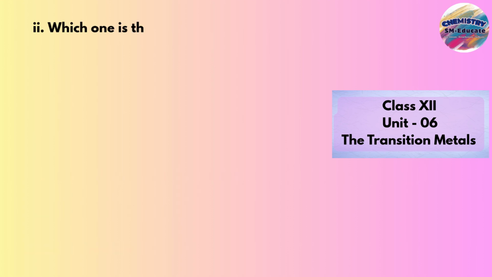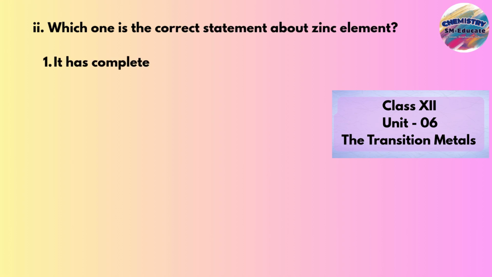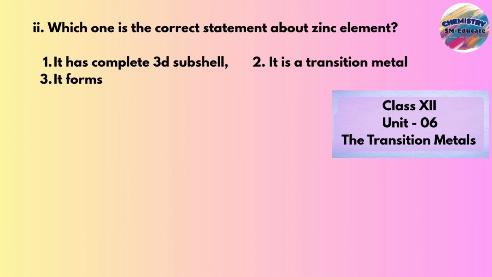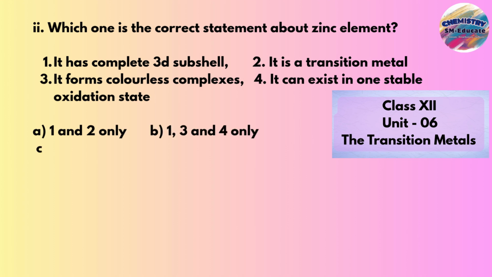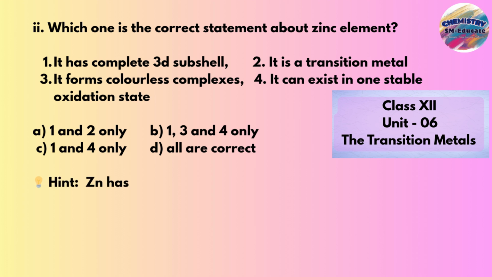2. Which one is the correct statement about the zinc element? 1. It has a complete 3d subshell. 2. It is a transition metal. 3. It forms colorless complexes. 4. It can exist in one stable oxidation state. A, 1 and 2 only. B, 1, 3 and 4 only. C, 1 and 4 only. D, all are correct.